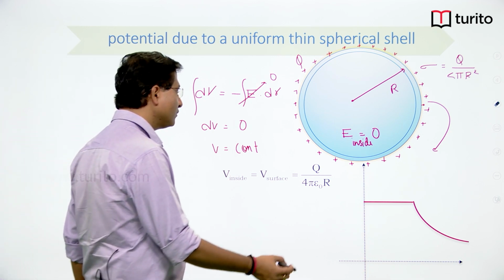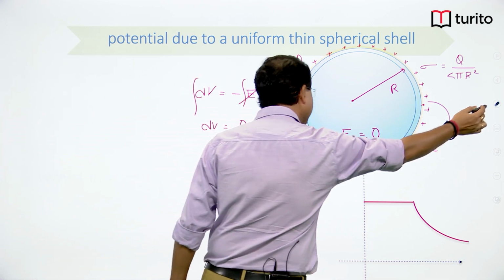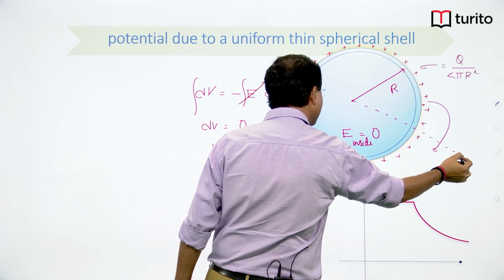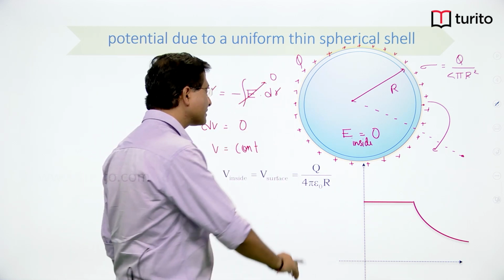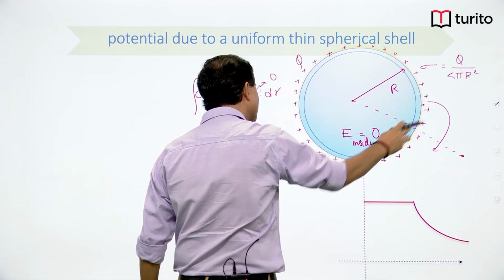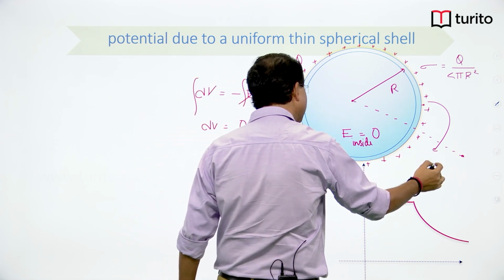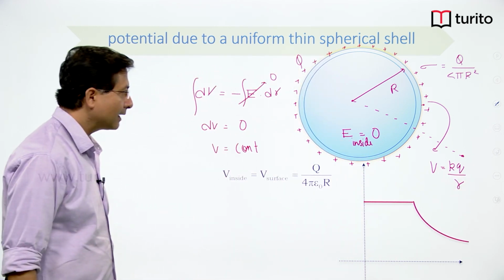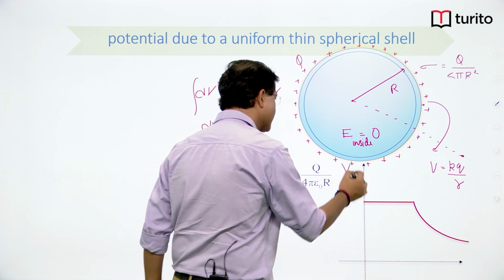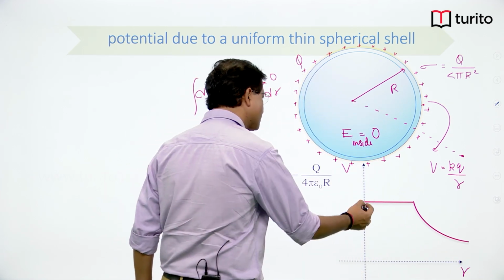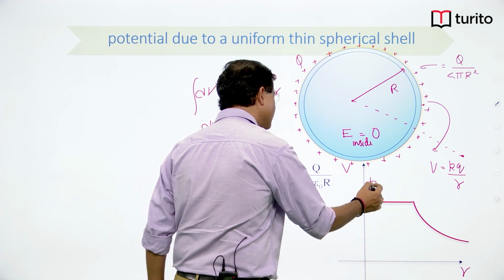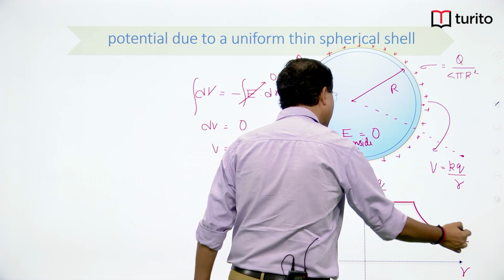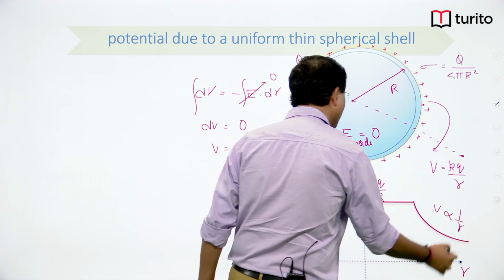And for an outside point we know, if I take a point outside, as we are considering the whole charge concentrated at center, the potential outside can be directly written as kq divided by r. That means up to the surface its value is constant and that value is kq divided by capital R, and as you just leave the surface, the potential starts decreasing according to 1 upon r.